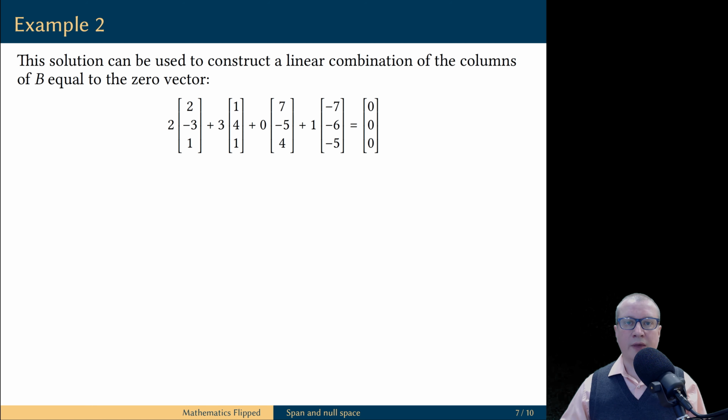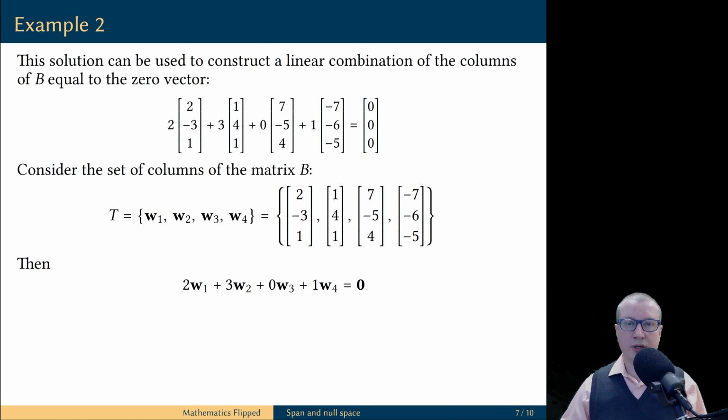We know that solutions to linear systems are linear combinations of the columns of the coefficient matrix that are equal to the vector of constants. So we have this particular solution of the homogeneous linear system, and therefore the components of this solution vector can be used as scalars in the linear combination of the columns of the coefficient matrix B to produce the vector of constants, and the vector of constants in a homogeneous system is the zero vector.